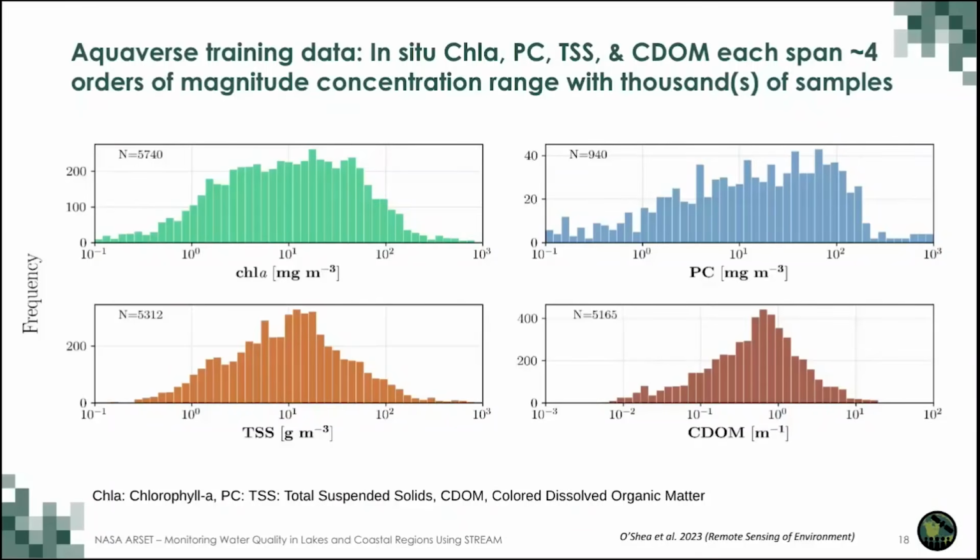We also have 5,000 measurements of total suspended solids, shown in the bottom left, as well as colored dissolved organic matter, shown in the bottom right, proxies for nutrient and carbon availability. These again represent a wide range of different values, showing a wide range of different combinations of these different biogeochemical parameters represented in our data set.